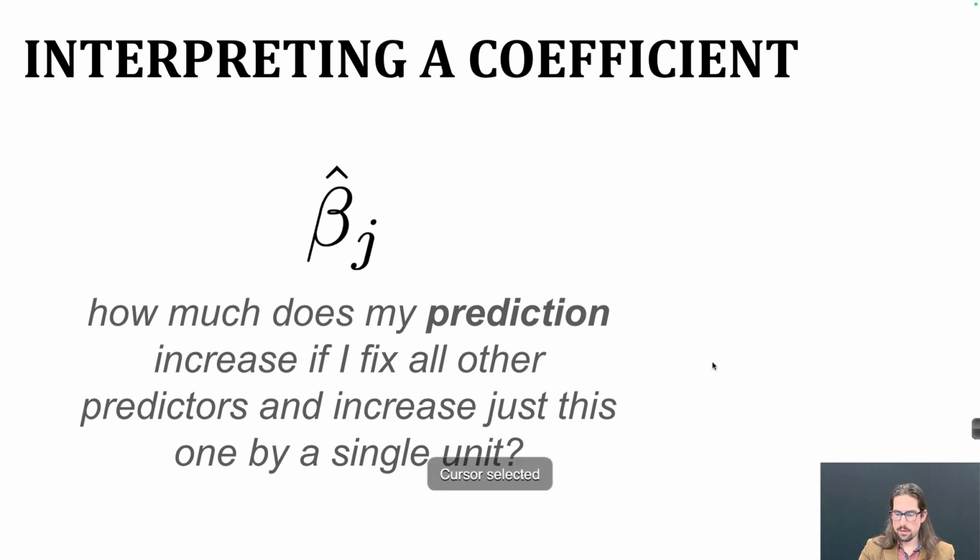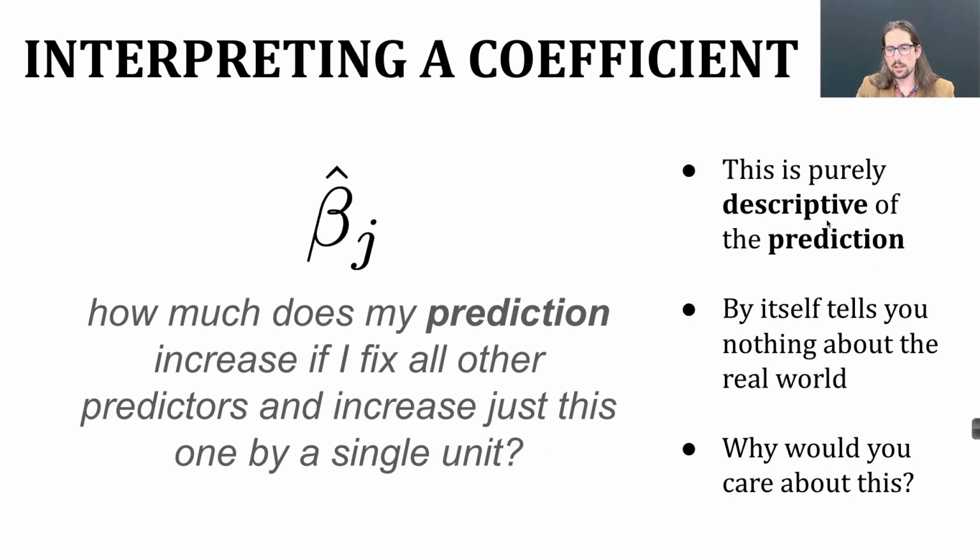So why is that maybe not that useful? Well, it's just descriptive of the prediction. So it's my mu hat. This is really not telling us anything about the actual conditional mean because we don't know what that is. And as we discussed previously, the actual conditional mean function probably is not linear. And so these coefficients don't actually have any real meaning in the actual world itself. So, okay, that begs the question then, why would you care about how much my prediction increases if I fix all predictors and increase this one by just a single unit, if it's really only a statement about the prediction function itself that you got and not anything in the real world?